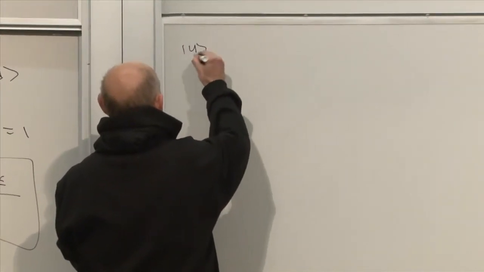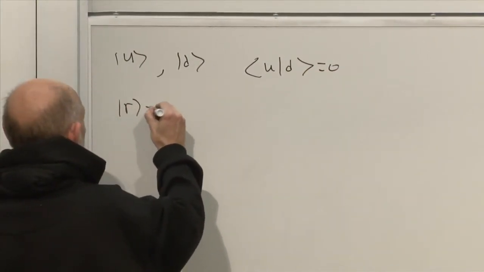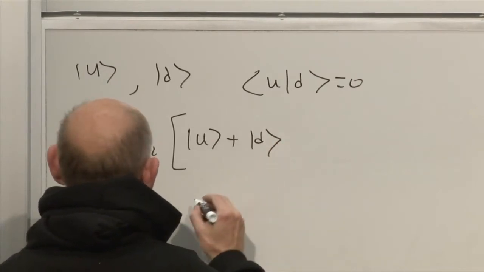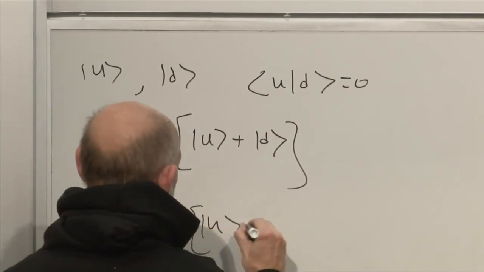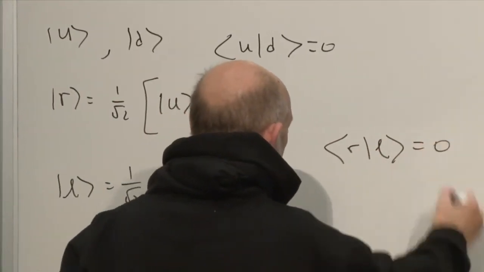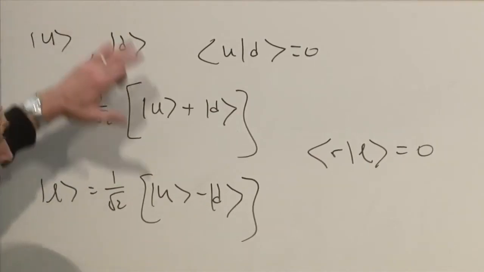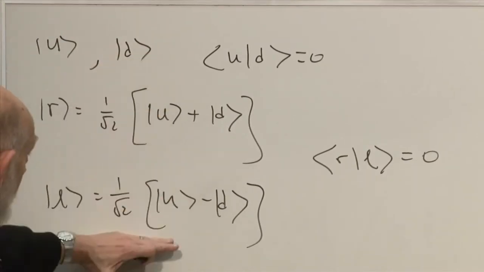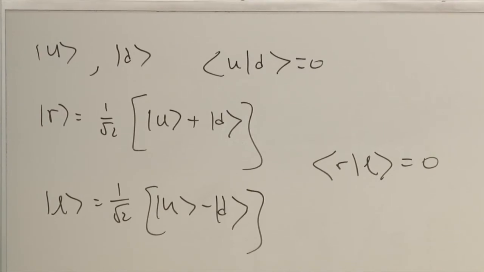We have up and down, and they're orthogonal to each other. We have right and left, right, which is equal to 1 over square root of 2. We can write it as up plus down. And left, same thing, 1 over square root of 2 times up minus down. We also have the inner product of right and left equal to 0. Moreover, we have something that I'm not going to write, but I'll say it anyway. If you start with right and you say, what's the probability for up and down? It's 1/2. If you start with left and ask what's the probability for up and down, it's 1/2. What happens if you start with up and down? What's the probability for right and left?